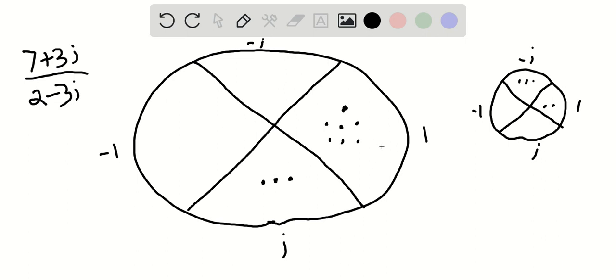We just have 7, so that's just 7 ones, 7 dots in our ones box, and then we have 3 dots in our i's box. So there we have 7 plus 3i. Now we're dividing by 2 minus 3i. So that means we want to find how many groups of 2 minus 3i do we have in 7 plus 3i. Well, what does 2 minus 3i look like? Well, here we see it right here, right? 2 minus 3i, that's 2 dots in our ones box, and we have 3 dots in our negative i box.